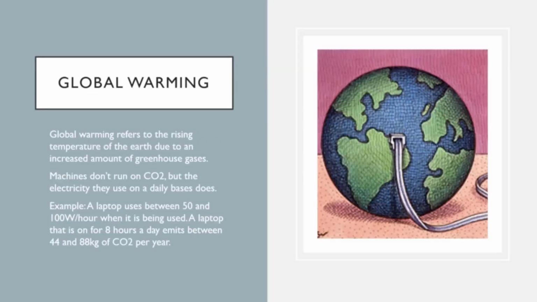So global warming is one of the first impacts that technology has on the environment. Global warming refers to the rising temperature of the Earth due to an increased amount of greenhouse gases. Machines don't run on CO2, but the electricity that they use on a daily basis does, and this can impact global warming. An example of this is that a laptop uses between 50 and 100 watts per hour when it's being used, and a laptop that is on for 8 hours a day emits between 44 and 88 kilograms of CO2 per year.